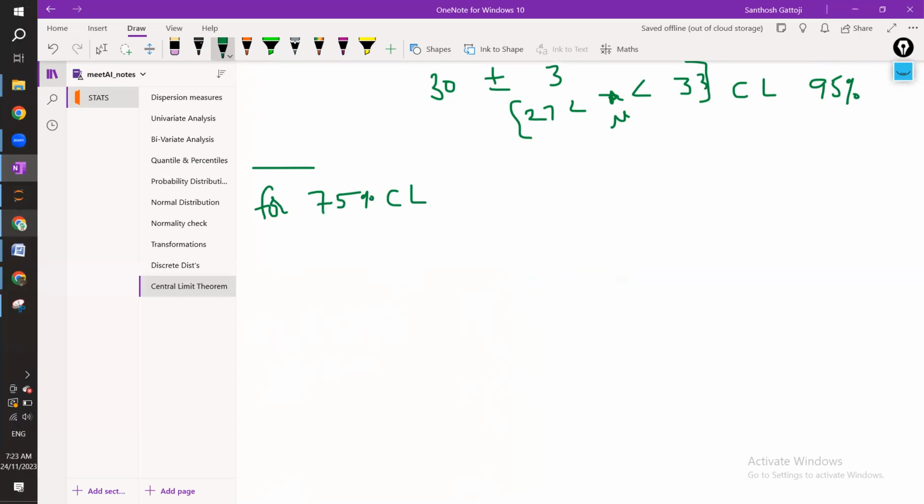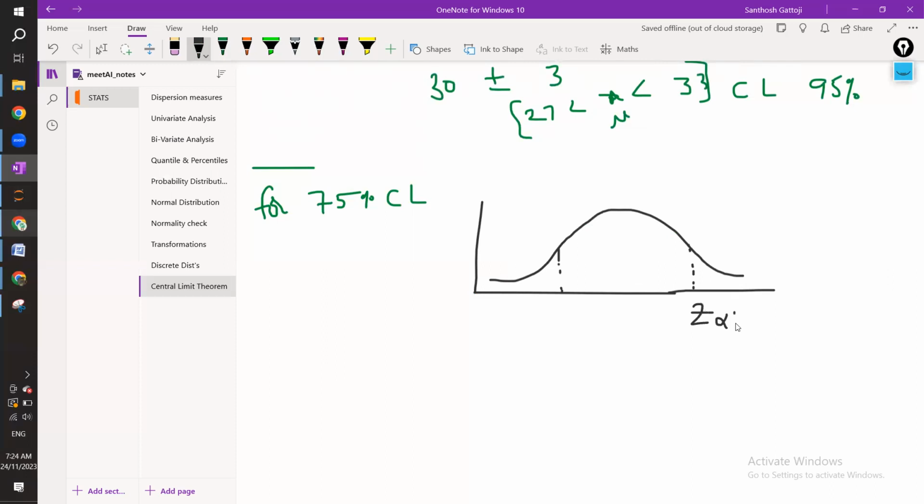Clear? So now what will the scenario be, guys? The same graph will come over here. Let me draw a little wider graph. This is the standard normal distribution graph. You have some values: this will again be Z alpha by 2, and this will be minus Z alpha by 2. Between these ranges, which I will calculate, my true population mean will be captured. This is the confidence interval.